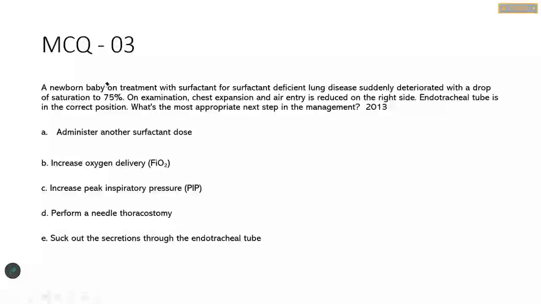The other one is a newborn baby on treatment with surfactant for surfactant deficient lung disease who suddenly deteriorated with a drop of saturation to 75%. On examination, chest expansion and air entry are reduced on the right side. So there's a problem on one side. The ET tube is in the correct position. What's the most appropriate next step in the management? To find the management, we have to know the condition. What is going on in the child? If you find out, there's a direct answer.